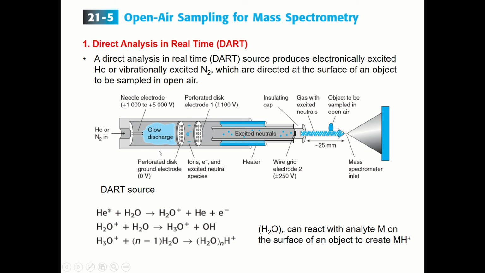Okay, and then this is open air sampling, right? Sampling is done in air, and then this ionized species goes into the mass spectrometer. Okay.